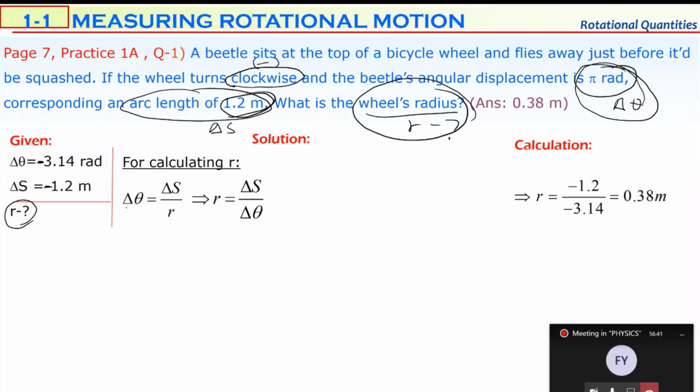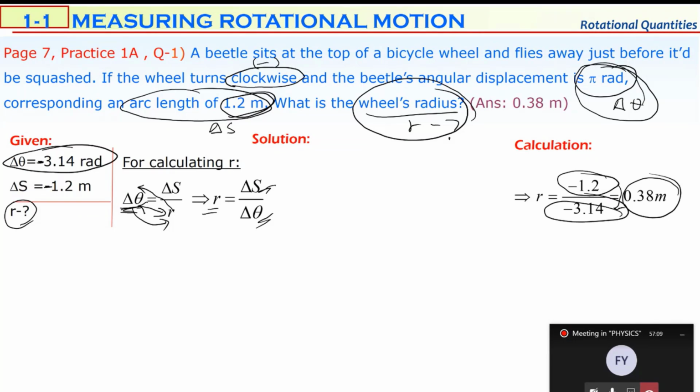So we know that delta theta is equal to delta S over R. Arc length divided by radius is angular displacement. Again, we will calculate R. Cross product: just change delta theta and R's position in the equation. So R becomes delta S over delta theta. Delta S is negative 1.2. Delta theta is negative 3.14. Divide these two numbers, and you will get 0.38 meters. So the radius of this wheel is 0.38 meters.